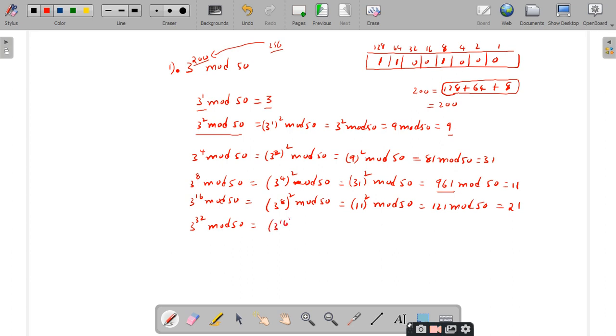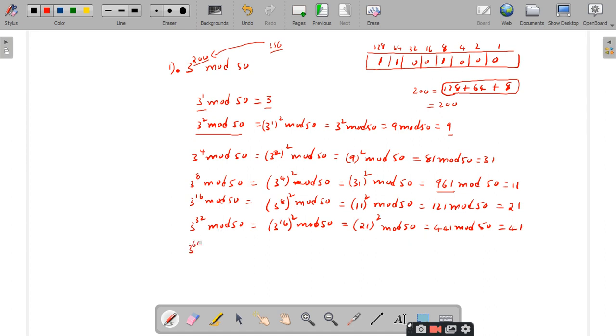Now 3 power 32 mod 50. It is 3 power 16 whole square mod 50. I know that 3 power 16 is 21, so 21 whole square mod 50. What is 21 whole square? 20 20 is 400, 441, right? 441 mod 50. So what is the value of 441 mod 50? 41, sir.